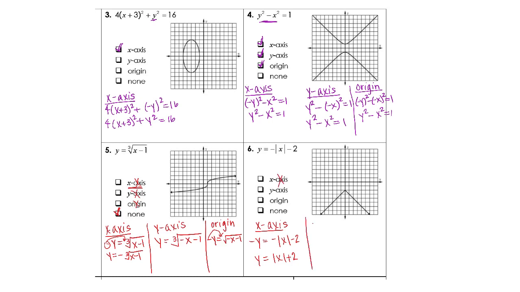So let's look at the y-axis. With the y-axis, we are going to let x be negative x. And I think this one's going to work because I'm going to have the absolute value of negative x. And that's going to give me really the absolute value of just x, isn't it? Those two are the same. So that is going to generate the same exact equation that I started with. So we are symmetric about the y-axis.